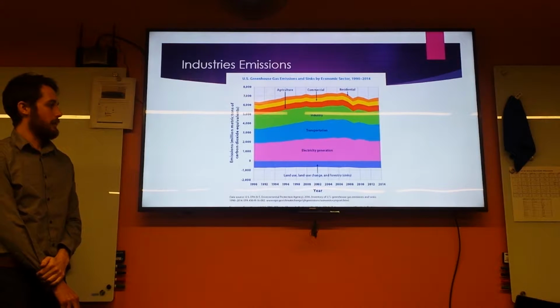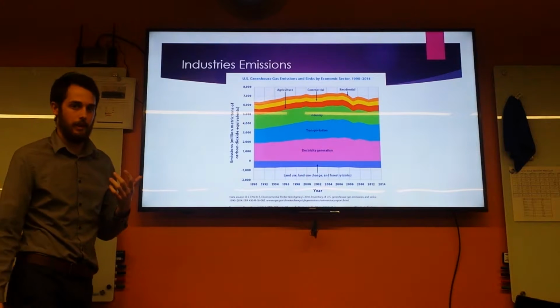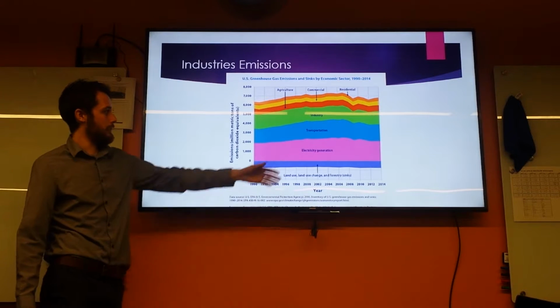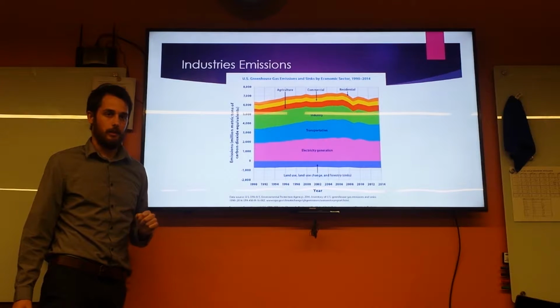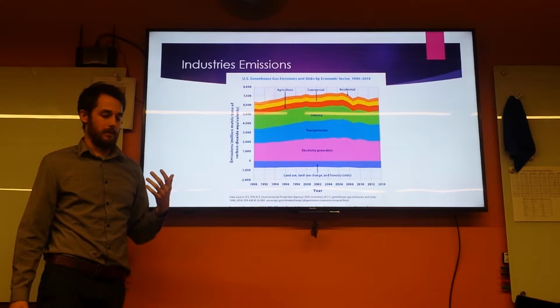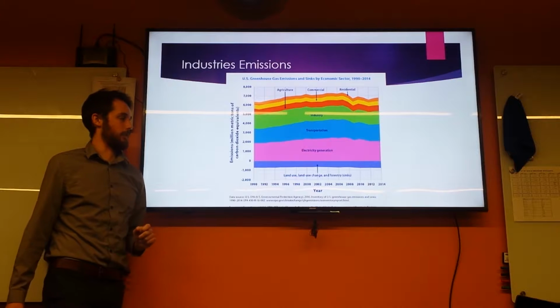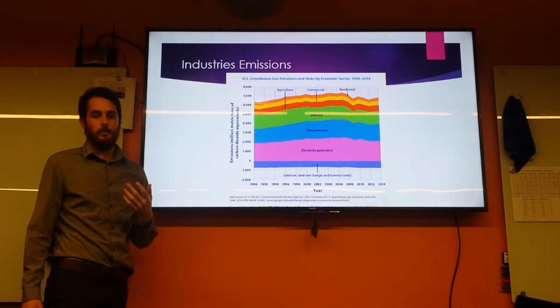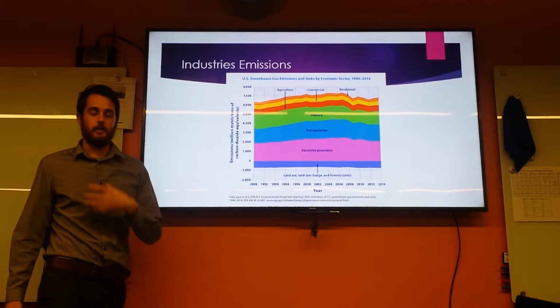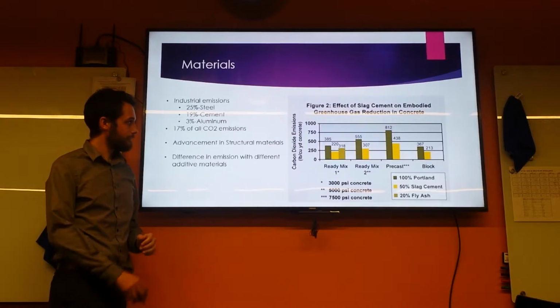The main thing that causes CO2 emissions in industry is electricity generation, which can relate back to the effectiveness of your building. And then way at the top, you can see residential and commercial structures also play a large role in CO2 emissions, which is what we are trying to mitigate.